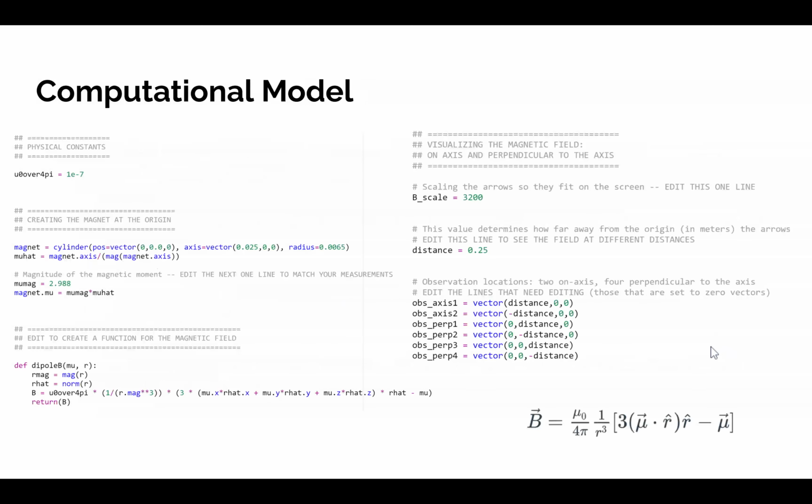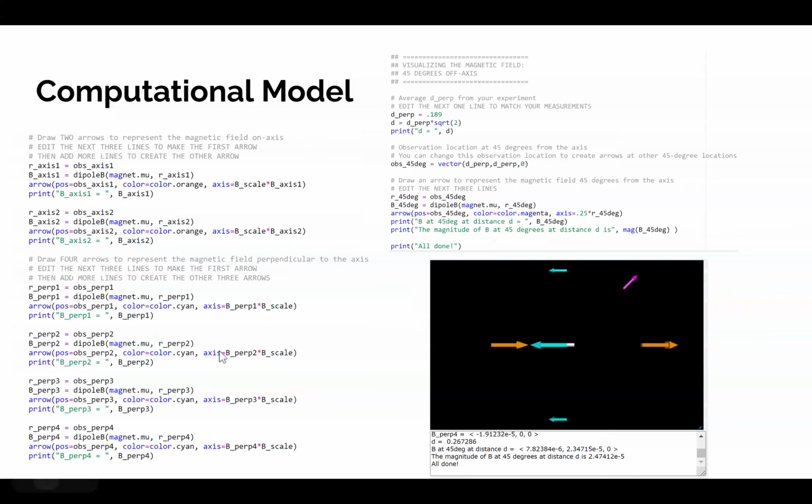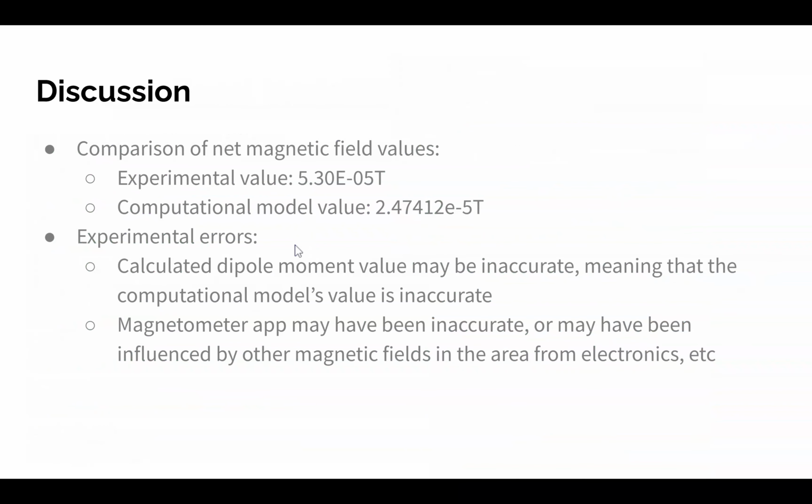And so using my calculated value for the dipole moment, I was able to create a computational model. So I plugged that value in over here and then wrote a function to calculate the magnetic field. And that is based on this general formula for the magnetic field down at the corner below. And on the right here is where I actually plot the arrows, and that's continued on the left. And then at the very end, I plotted an arrow at 45 degrees and used that to calculate the computational value of Bmag. And here's where I compared the two values.